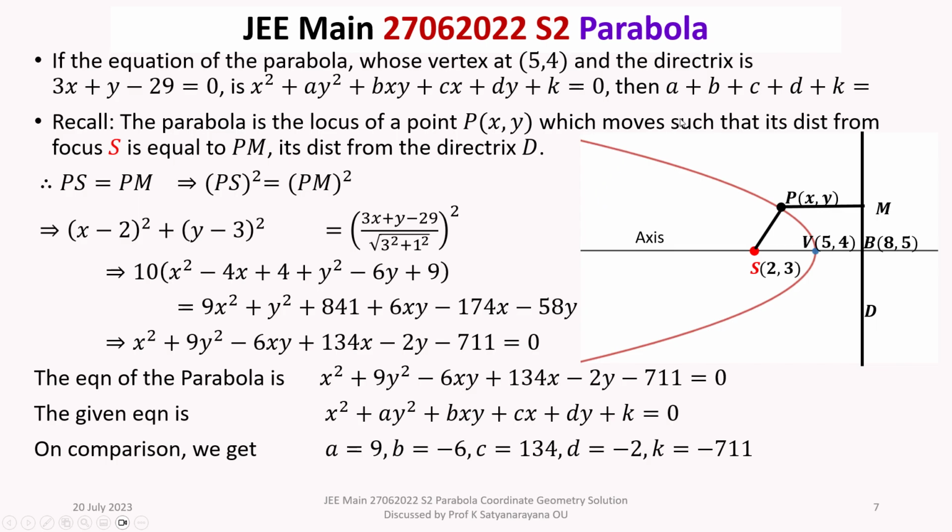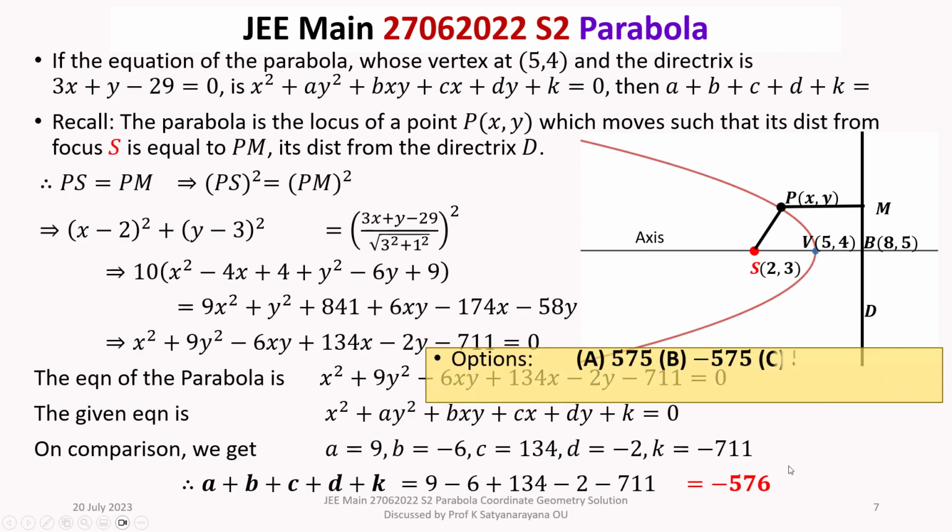Now what is it that we want? We want a plus b plus c plus d plus k. So add all of them, then it will be 9 minus 6 plus 134 minus 2 minus 711. If you simplify, you will get minus 576. That is the answer, that is what is wanted. Let's look at our options. Our answer minus 576 appears against option D. Therefore, the answer to this question is option D.